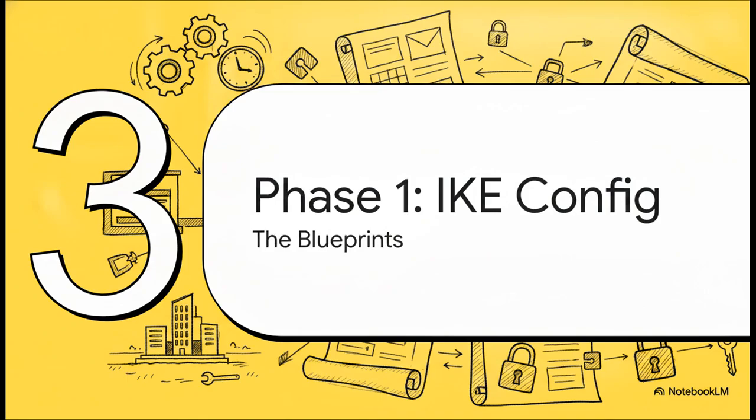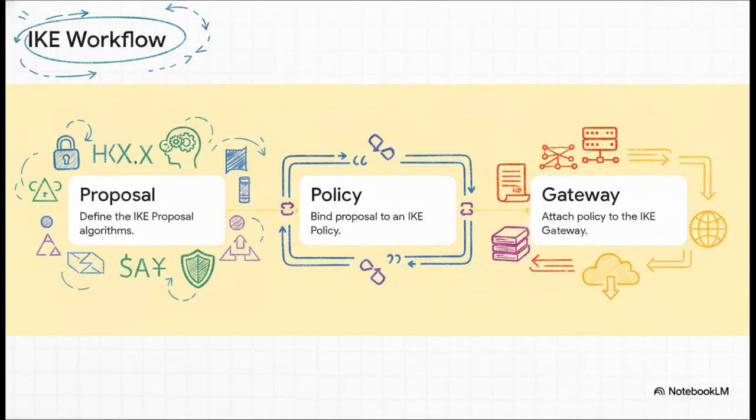Section 3, Phase 1 IKE configuration. Let's start building. The JunOS configuration hierarchy is just wonderfully logical, and it requires a strict 3-step workflow for Phase 1. First up, we define the security proposal. This is where we're choosing our cryptographic algorithms. Second, we bind that proposal to an IKE policy. And third, we attach that policy to our external-facing IKE gateway. Let's break down exactly how this syntax looks.